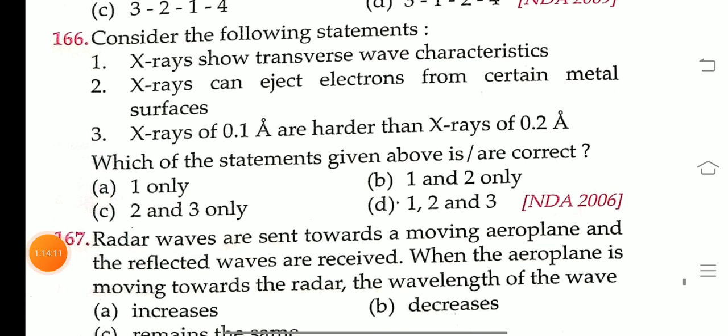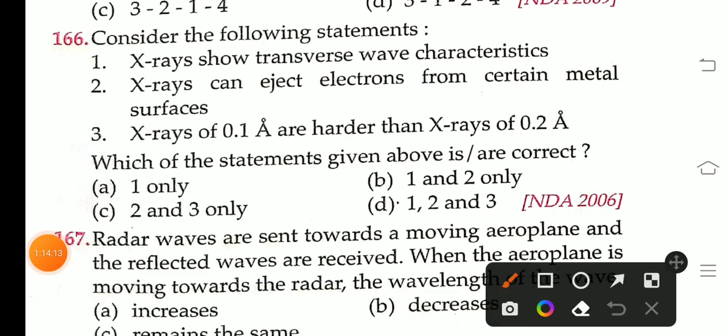Next, consider the following statements. 1. X-rays show transverse wave characteristics. 2. X-rays can eject electrons from certain metal surface. 3. X-rays of 0.1 angstrom are harder than X-rays of 0.2 angstrom. Which of the statements given are correct? Right answer option D, 1, 2 and 3.